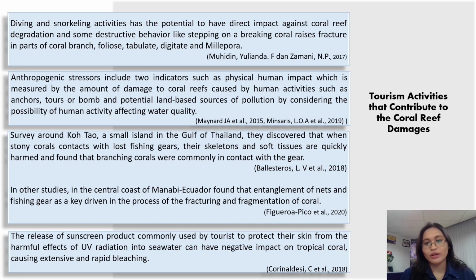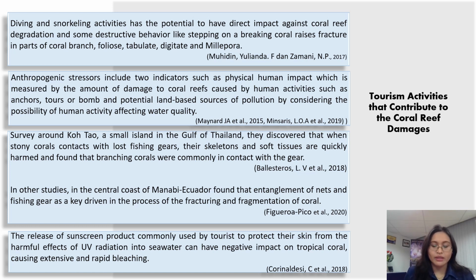One study conducted in 2018 on a small island in Thailand discovered that when stony coral comes into contact with lost fishing gear, its skeleton and soft tissue are quickly harmed. Another study in 2020 in Manabi, Ecuador, found that the entanglement of nets and fishing gear is a key driver in the fracturing and fragmentation of coral.